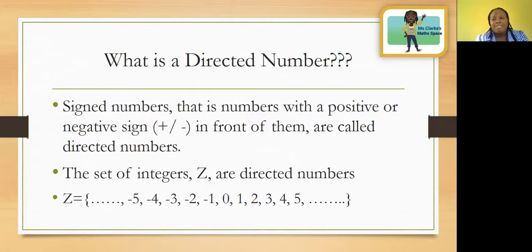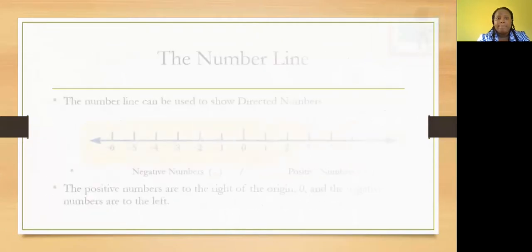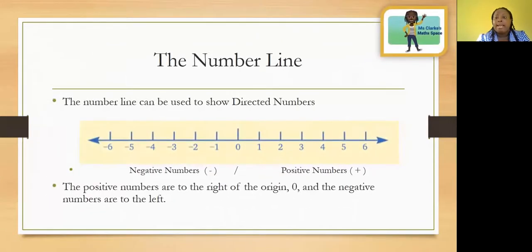And we know that there are larger numbers and smaller numbers. So the set of integers would be the whole numbers that have either positive signs in front of them or negative signs in front of them. And it can be represented on a number line. So we should be familiar with a number line from before. Sometimes you will see it in graphs. A number line is more or less like a straight line that has numbers on it. And it can be used to show directed numbers.